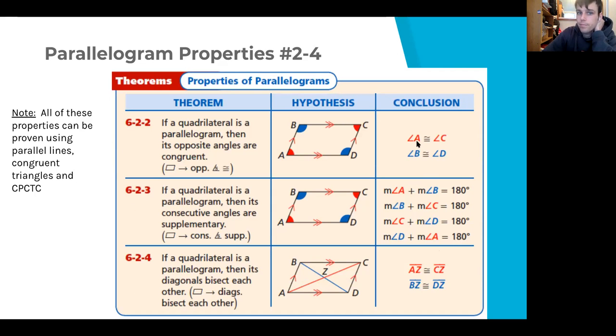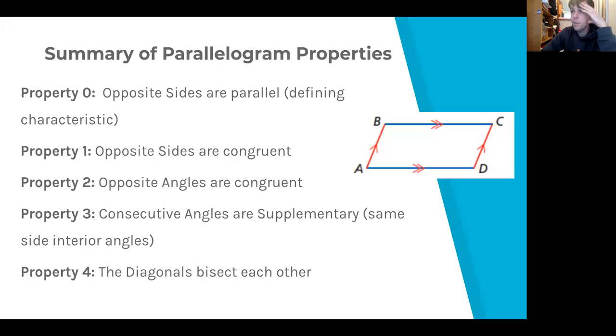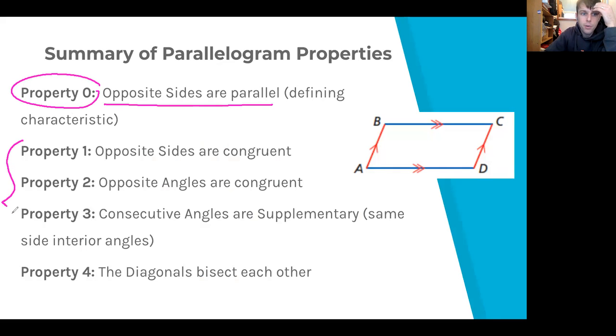Okay. So here's a quick summary of those 4 properties. So this is property 0. This is our defining characteristic. So I'm calling it property 0. Doesn't really matter. And then these are the 4 that we just kind of ran through quickly. Opposite sides are congruent, opposite angles are congruent, consecutive angles are supplementary, and the diagonals bisect each other. These are really the properties. This is really the definition, but we'll list it as a property as well.